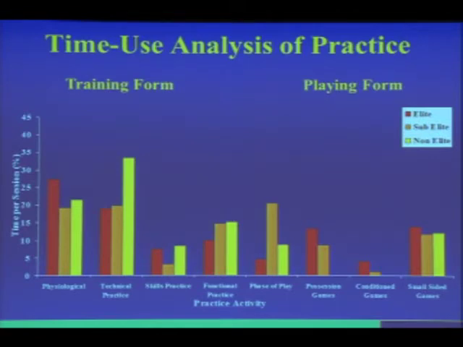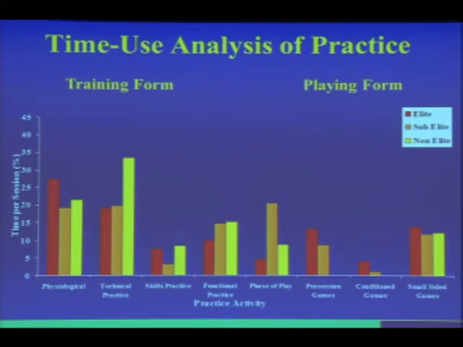And then on the left-hand side of the graph here are activities that we deem to be playing form because perhaps they better reflected the demands of competition. So we've got small-sided games, condition games, phase of play, defense versus attack, and functional practices on things like set plays and so on and so forth.